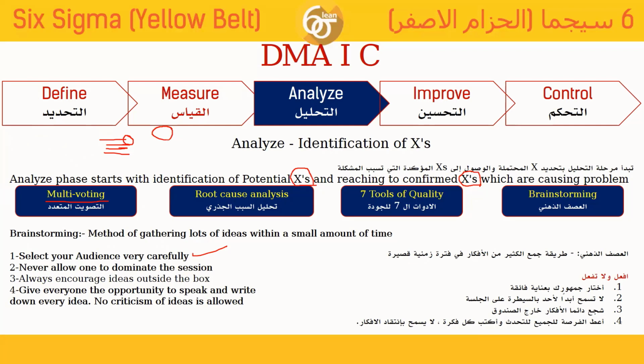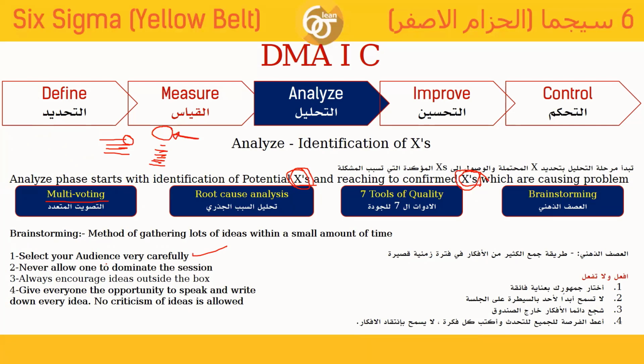It's culture, material, or machine. So inside the machine, there are many small root causes. This is what we call the potential X's. But what is the main cause? This is the one: material. So later on we will see.